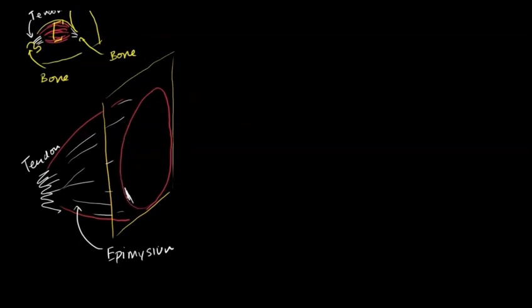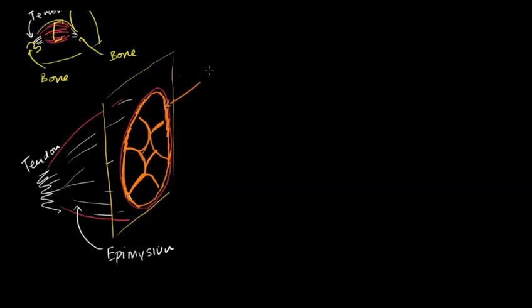Let me do it in another color. I'll do it in orange. This orange tissue right here divides off little, I guess we could call them fibers of some sort. So we have this orange tissue right there. This is called the perimysium. And that's also just connective tissue inside of the actual muscle.